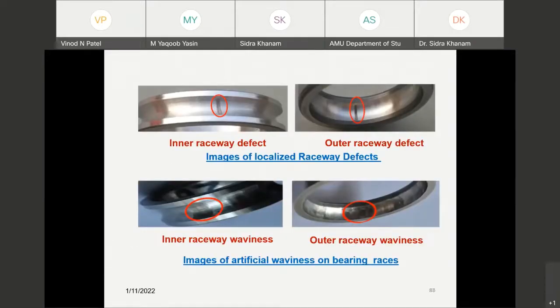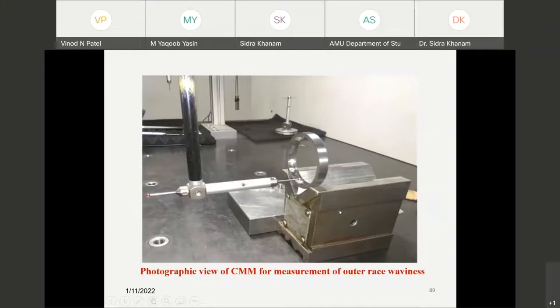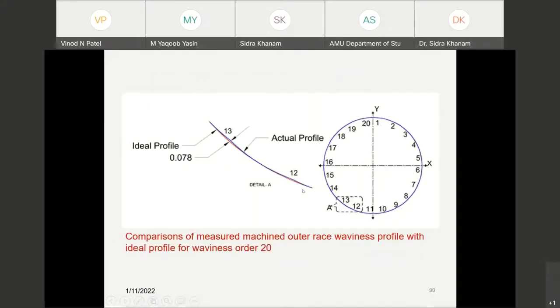And suppose there is a distributed defect. This part is for a local defect and this part is for a distributed defect generated on the outer race waviness and inner race waviness. Experiments were performed for both cases along with numerical results. So this is a photographic view of that. This kind of actual profile, the ideal profile should be like this way, but due to the waviness, the actual profile is here. So there is a variation in that.